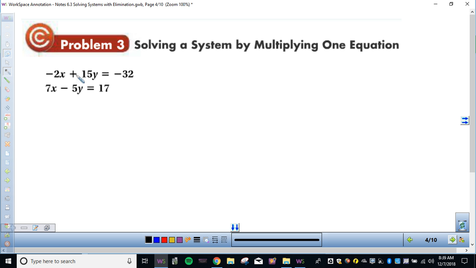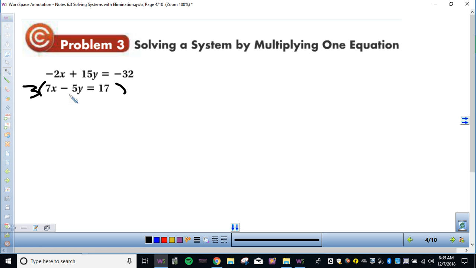So not -3, but positive 3. Okay? So we're going to multiply this bottom equation by positive 3. Why am I multiplying by positive 3? To cancel out the y's, right? Then I get positive 15 up top, and I get -15 on the bottom, and the y's cancel.